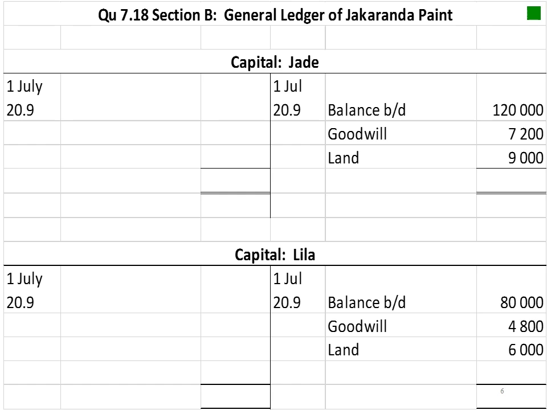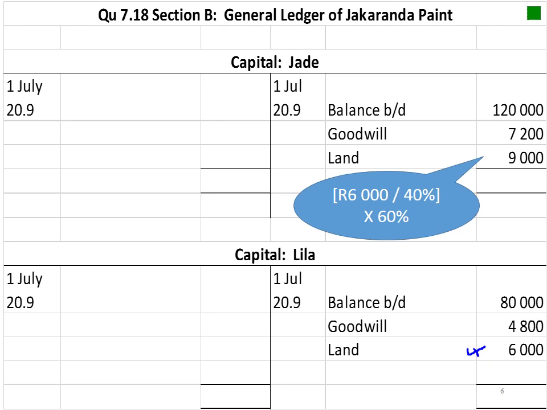Then the same thing happens with land. They tell us that the land has increased in value, and Lilla's portion of the increase is 6,000 Rand. Which means if we want to work out Jade's portion of the increase, we've got to take 6,000 Rand and divide it by 40%. So you can divide it by 0.4. And once you've done that, you're going to get 15,000 Rand as your answer. And if you multiply 15,000 Rand by 0.6, that gives you Jade's portion of the increase in the land.